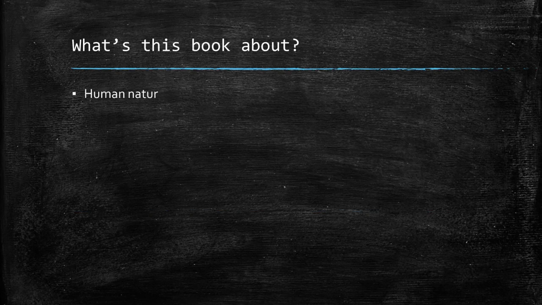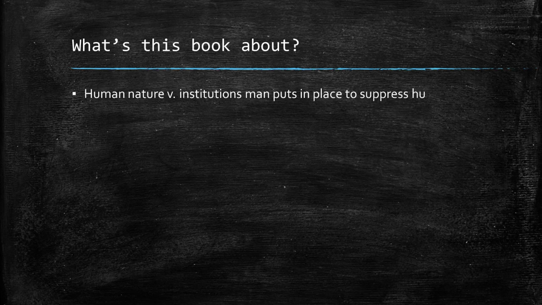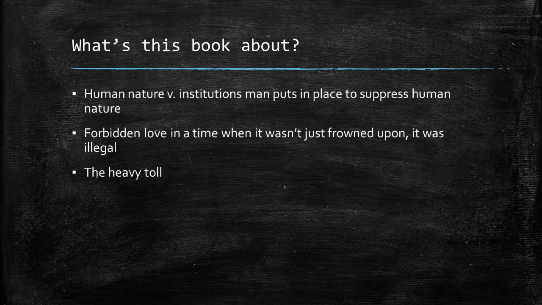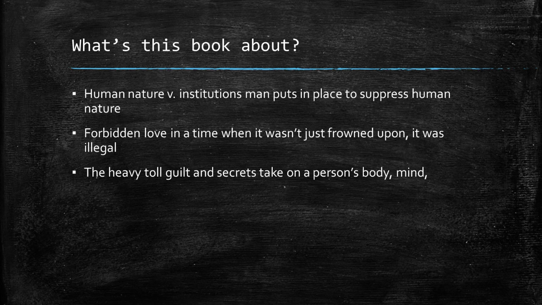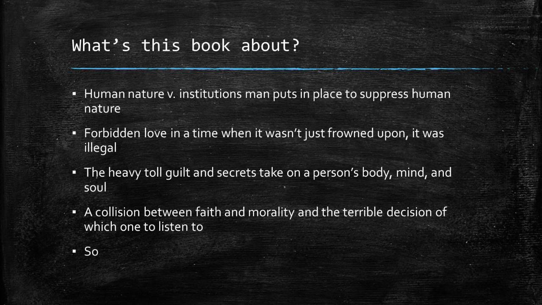So what's this book about anyway? Well, it's about a lot of things. It's about human nature versus the institution man puts in place to suppress human nature. It's about forbidden love at a time when it wasn't just frowned upon, it was illegal. It's about the heavy toll guilt and secrets take on a person's body, mind, and soul, and it's a collision between faith and morality and the terrible decision of which one to listen to. It's also about so much more, as you're going to find out.